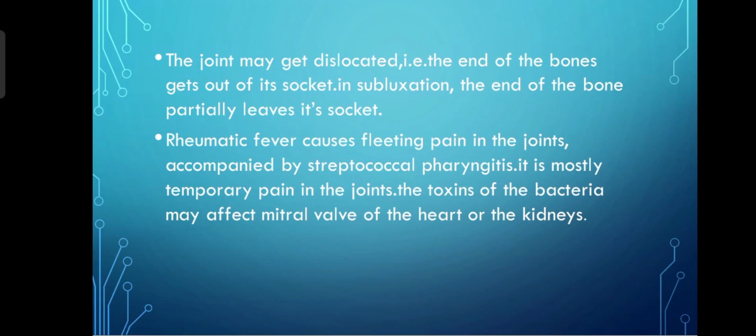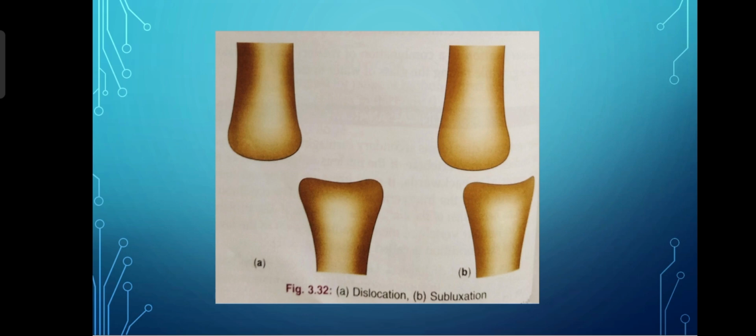The joint may get dislocated, that is, the ends of the bones get out of the socket. In subluxation, the end of the bone partially leaves its socket. Rheumatic fever causes fleeting pain in the joints accompanied by streptococcal pharyngitis. It is mostly temporary pain in the joint, and the toxins of the bacteria may affect the mitral valve of the heart or the kidneys. We can see in the diagram A is dislocation and B is subluxation.